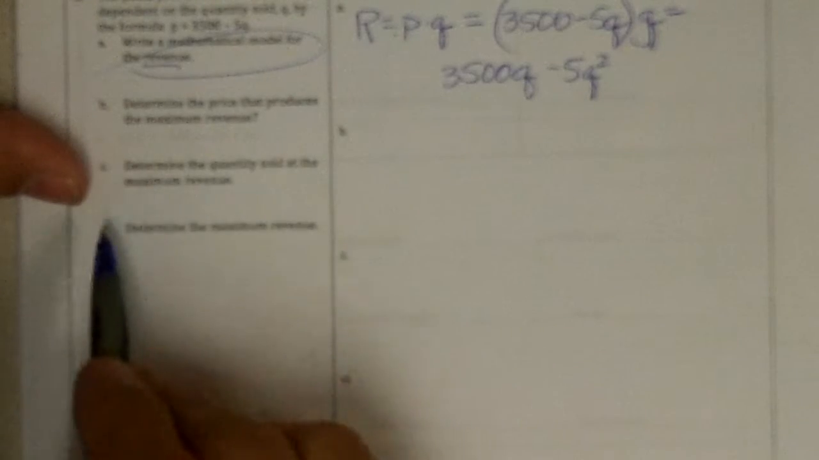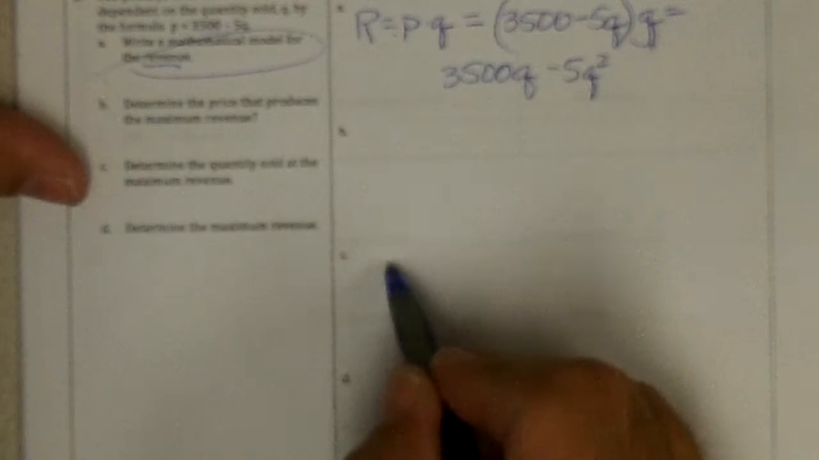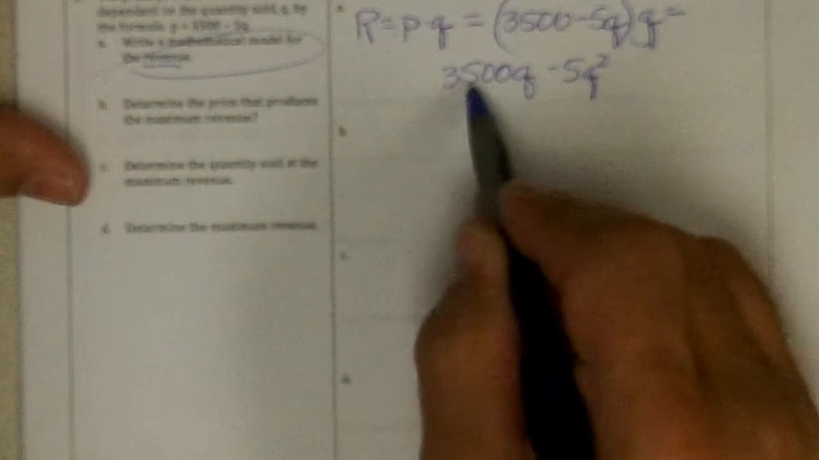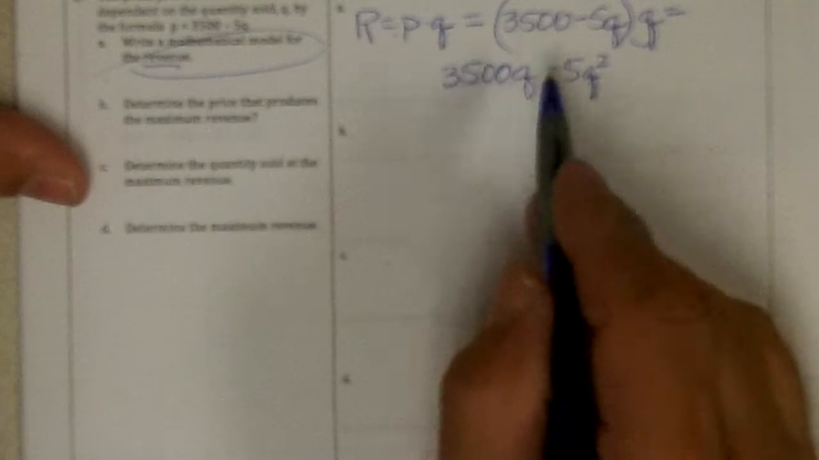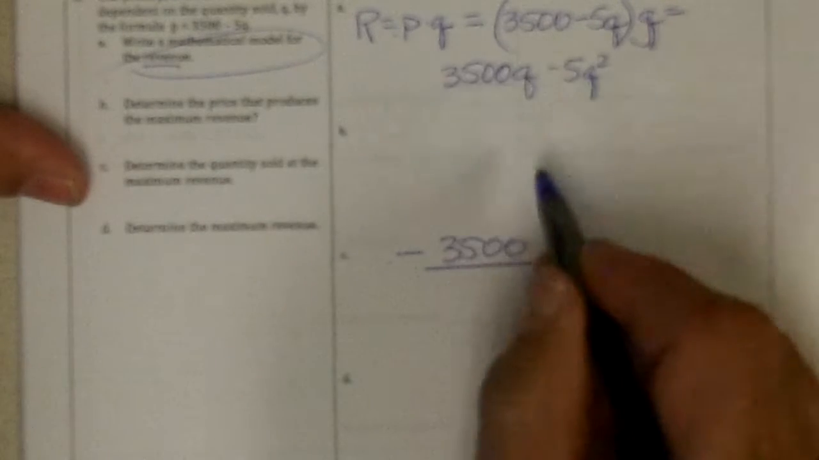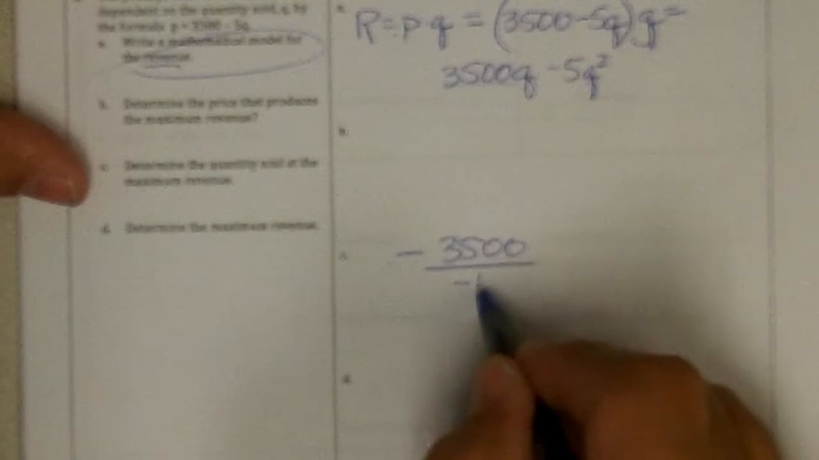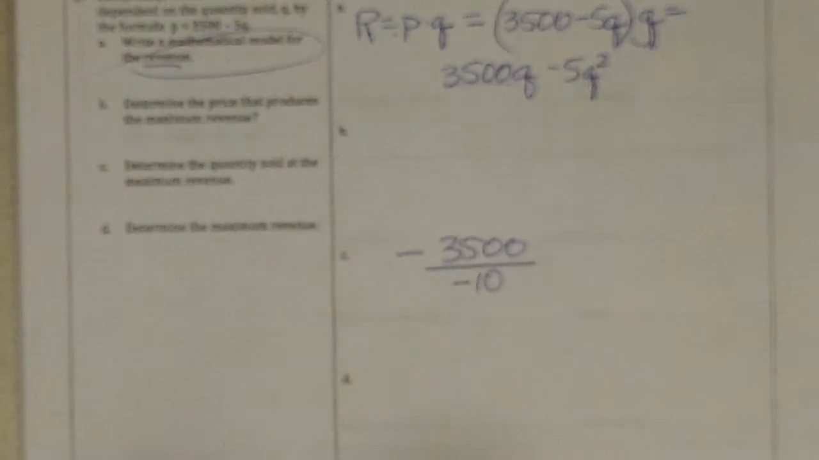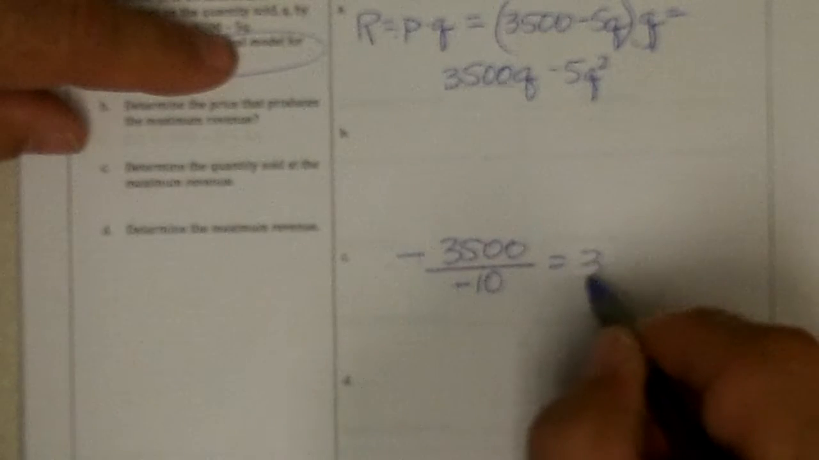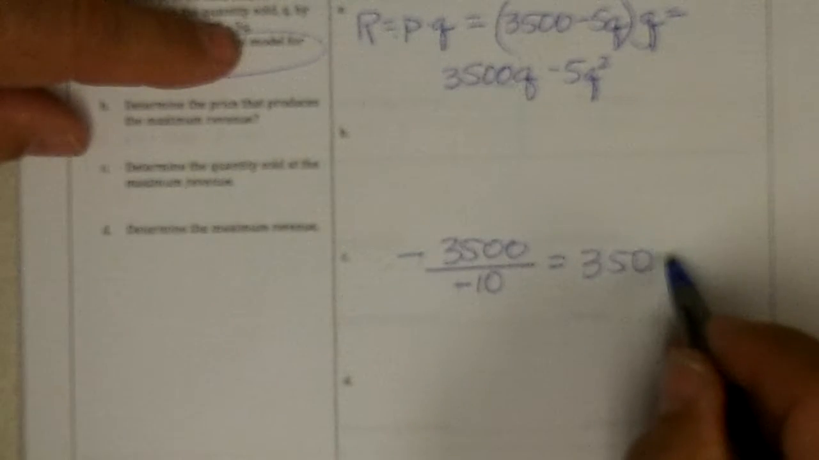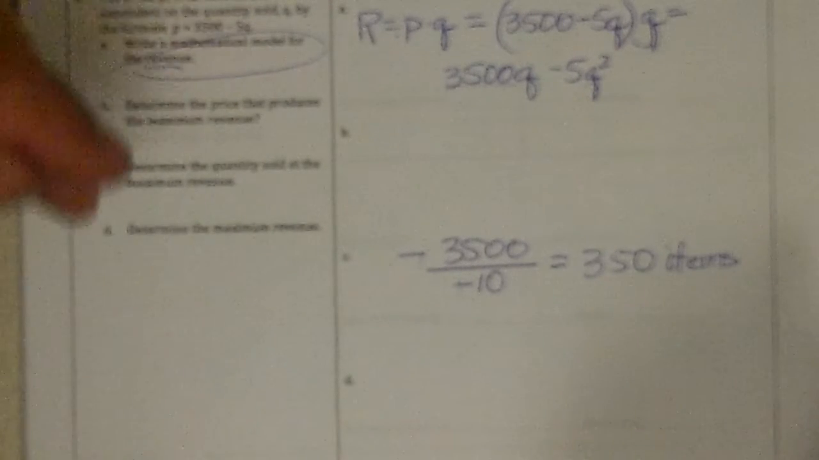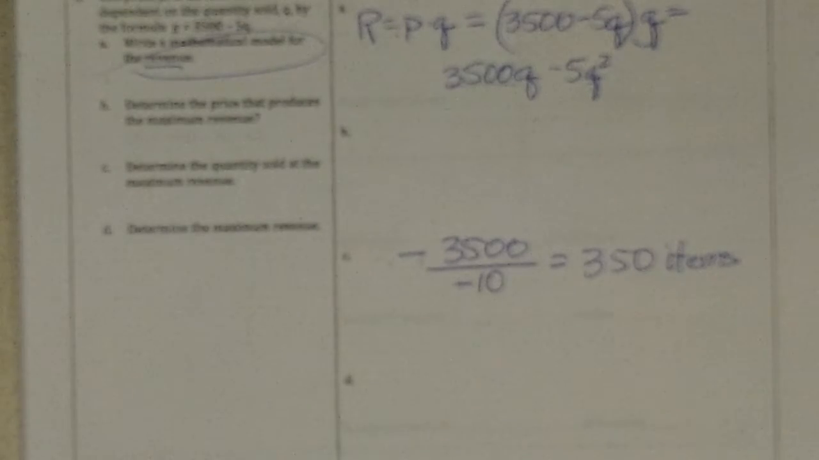Determine the quantity sold for maximum revenue, part C. So I'm going to jump down here because this is in terms of quantity. If I can find the x-coordinate of the vertex, which is the opposite of B divided by 2 times A, that would be the x-coordinate of the vertex, which turns out to be positive 350. So if there were 350 items sold, that would produce the maximum revenue.